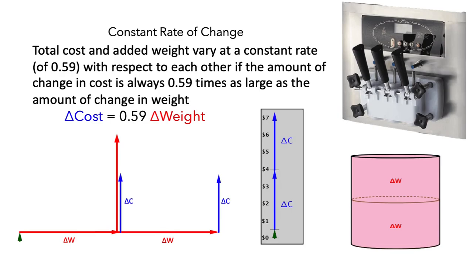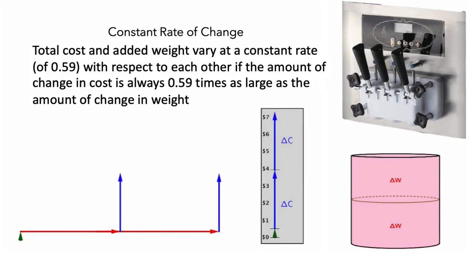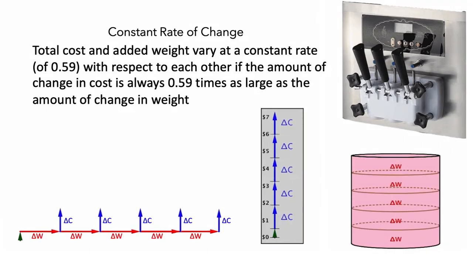What if we had used a different number of sections or parts? Let's split added weight into 5 sections. It's still the case that for each of the 5 sections of the change in weight, the amount of change of cost is about 0.59 times as large as the amount of change in weight. This was true whether we split the added weight into 2 equal sections or 5 equal sections, and it will be true for any way of splitting into equal sections.